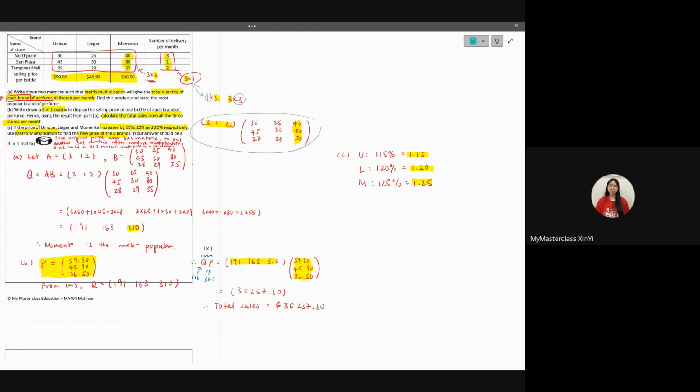Okay, so for part C, let's do a bit of working backwards first. If your price is a 3x1 matrix, then the percentage increase is, let's say, a 3x1 matrix also. If you want to express it in this way, then how are you going to multiply this? 3x1, cannot, right? The middle doesn't match. If you put it here, 3x1, the middle also doesn't match. So there's no way you can do this.